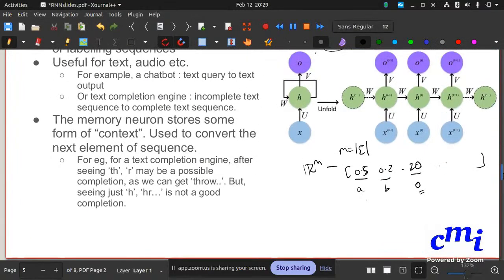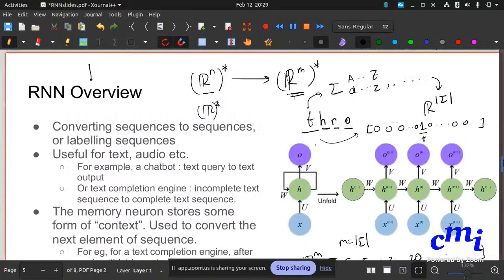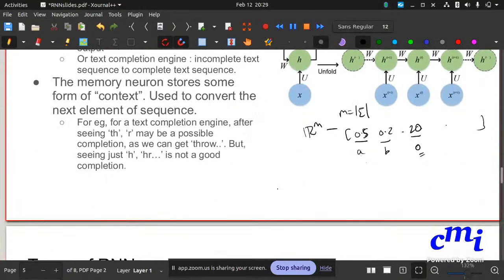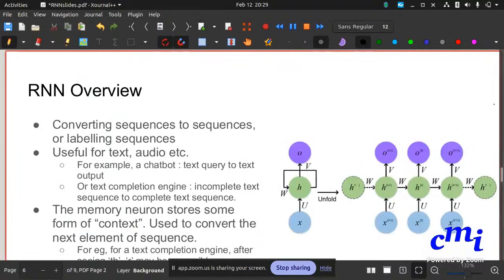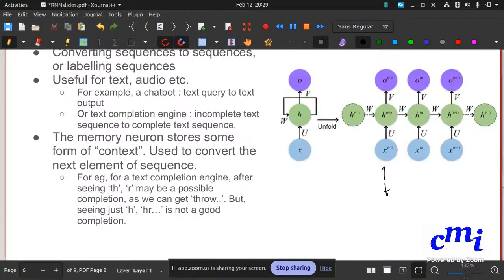So just to concretize this, let's say I'm looking for a completion of THR. What it's going to look like is, let's say this is going to be my T, and then I'm going to do some kind of encoding. Let's say the one-hot encoding I described previously, and I'm going to get this vector.